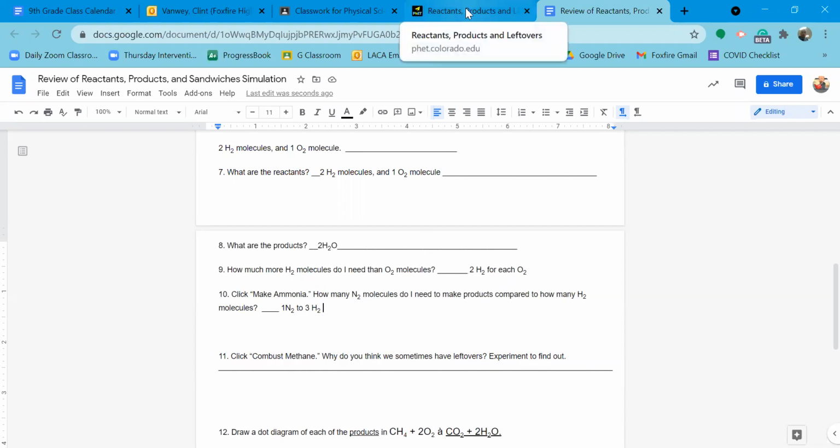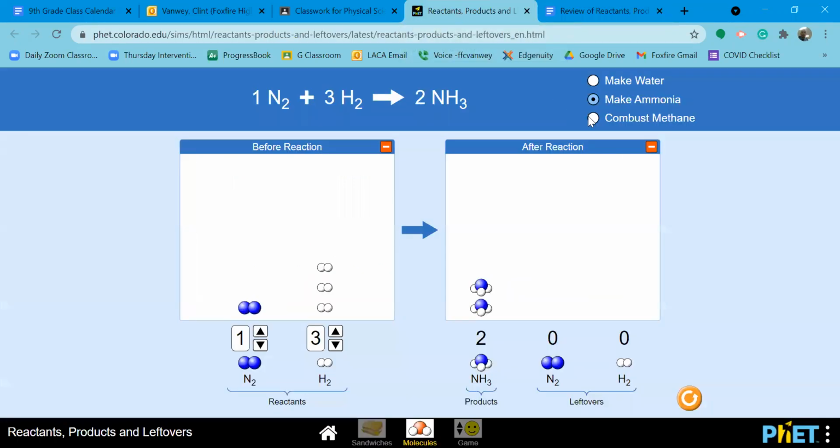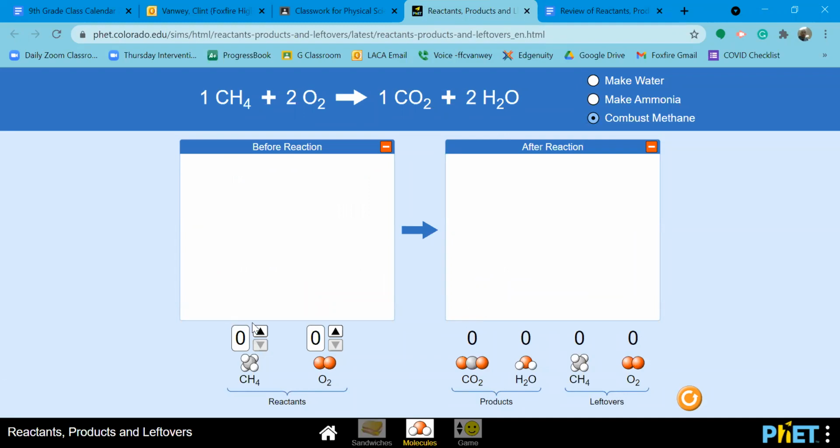Okay, the next one asks us to click combust methane. Why do you think we sometimes have leftovers? So we're going to experiment to find out why we have leftovers. Let's say I have a bunch of methane. I have one molecule of oxygen and it's not going to react, right? I don't have enough oxygen in the container to cling on to these hydrogen atoms yet. But now I do.